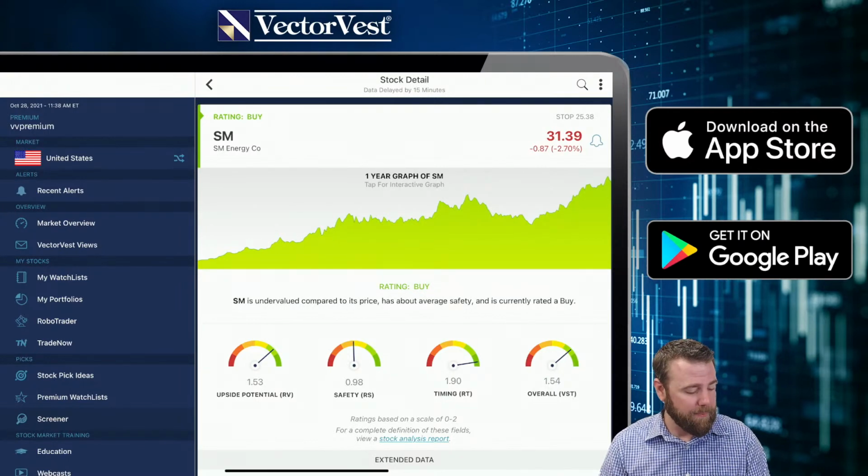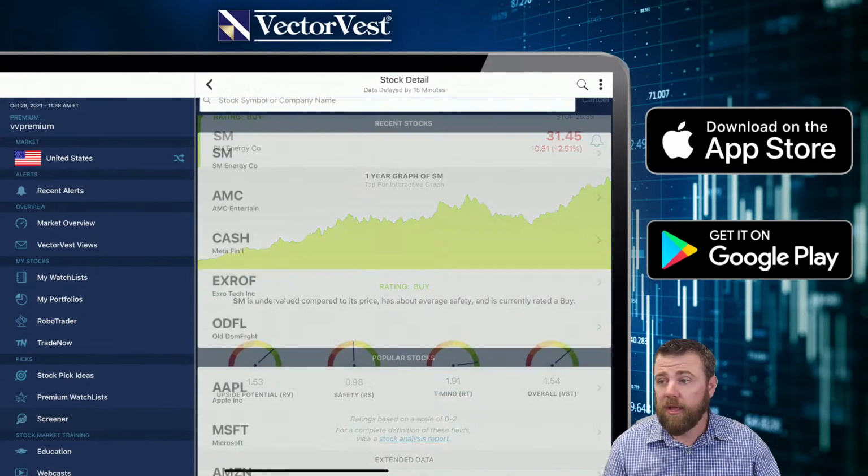All right, SM. SM has great long-term potential, but does have a little bit more risk associated with it. You're in a really strong short-term uptrend, so overall the stock's definitely favorable here.